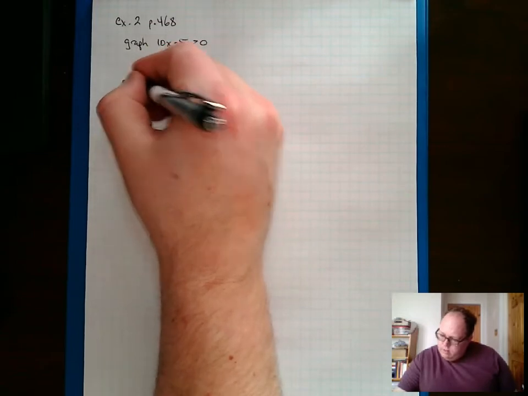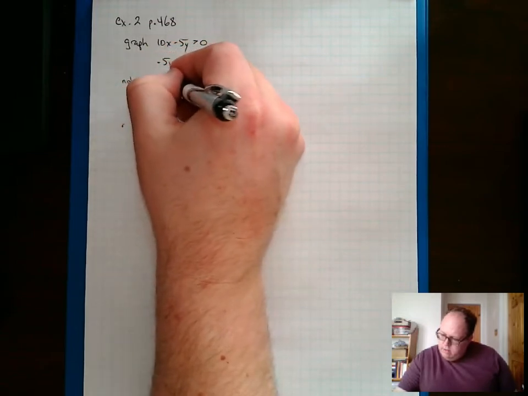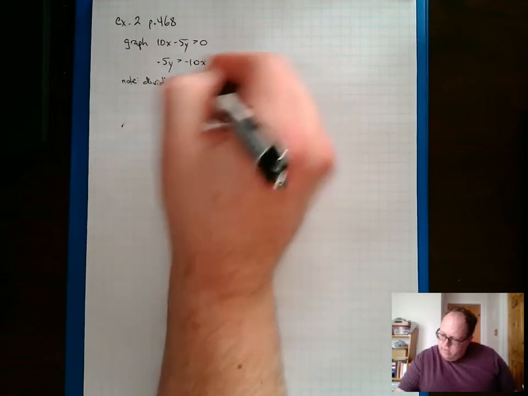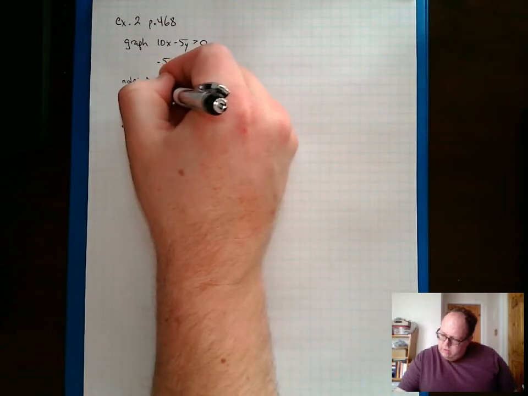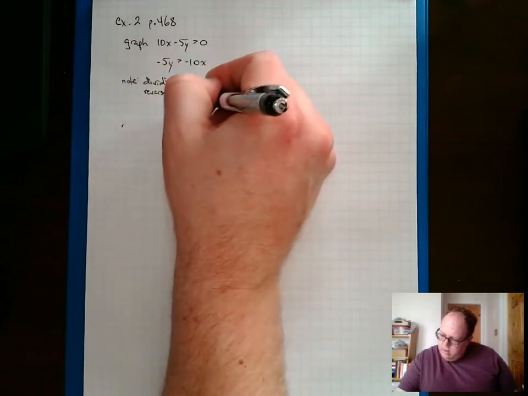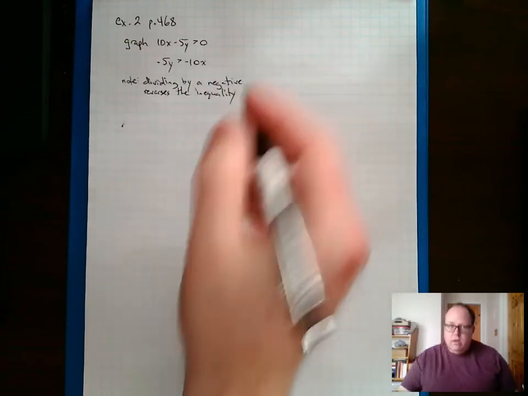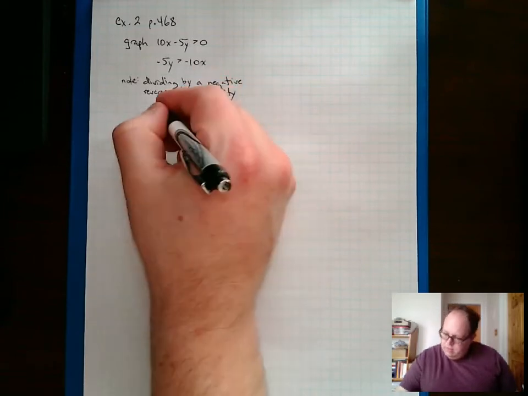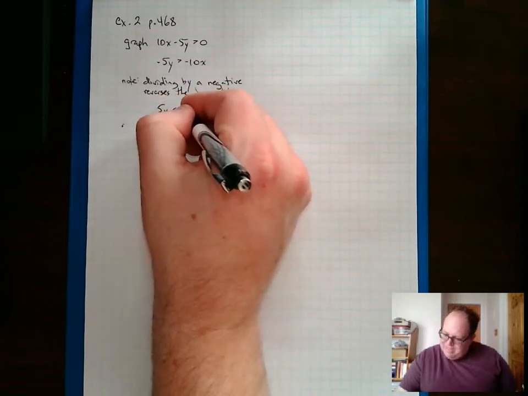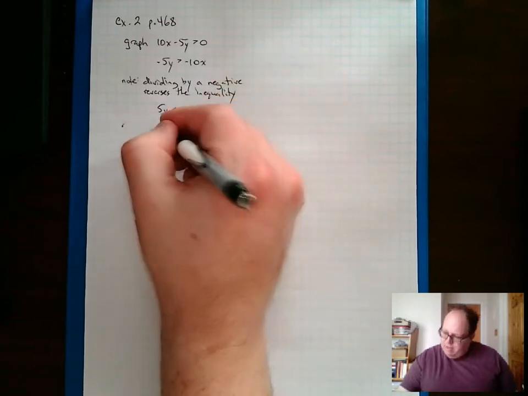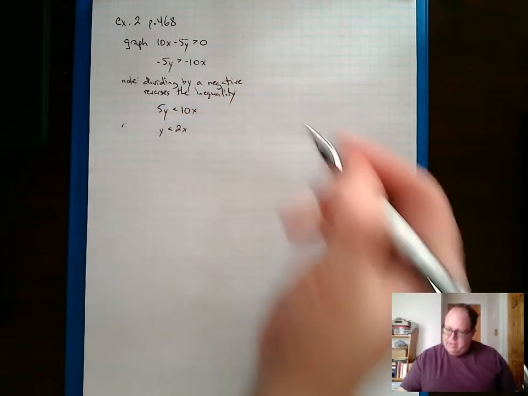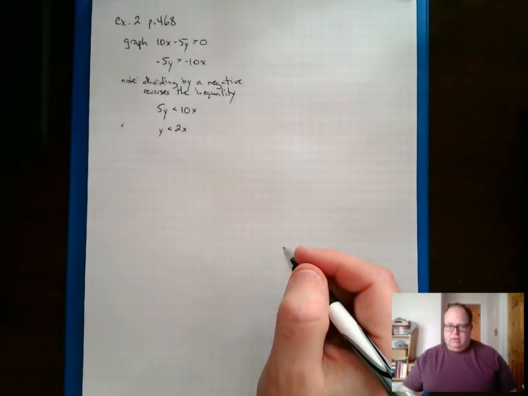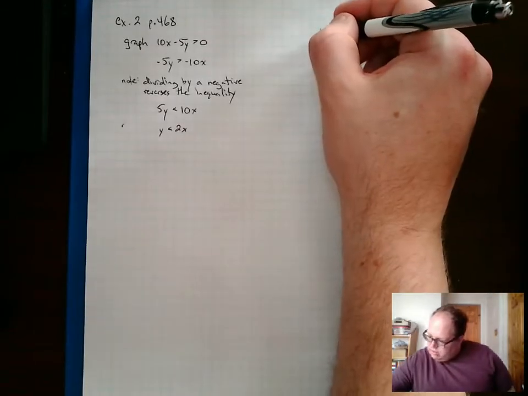But note, dividing by a negative reverses the inequality. So, if negative 5y is greater than negative 10x, then 5y is less than positive 10x. Then divide by the 5, and y is less than 2x. And then I can graph that line and show where the solution region is.